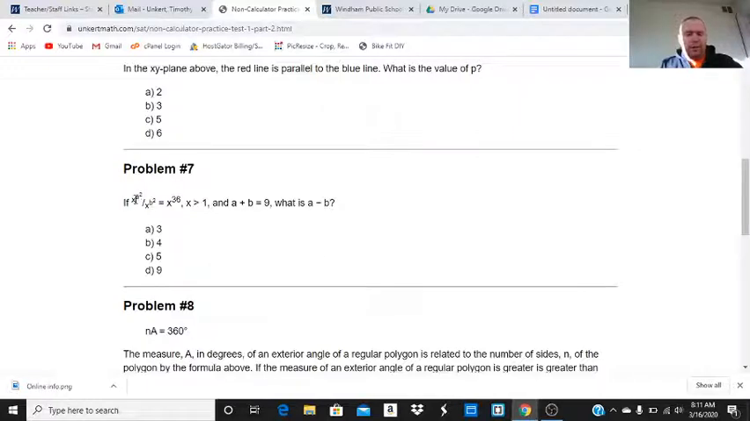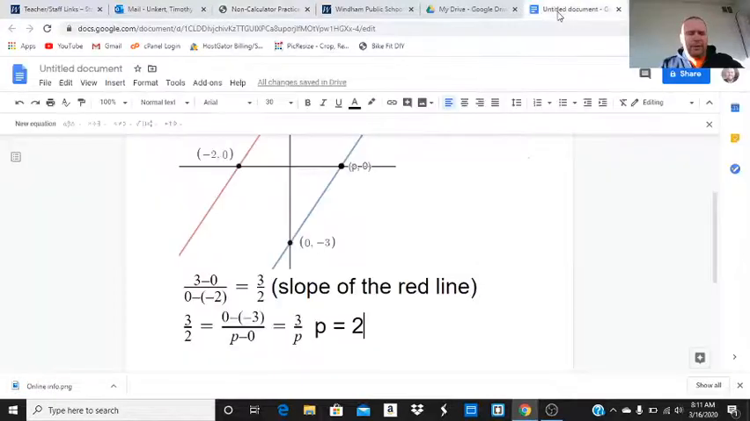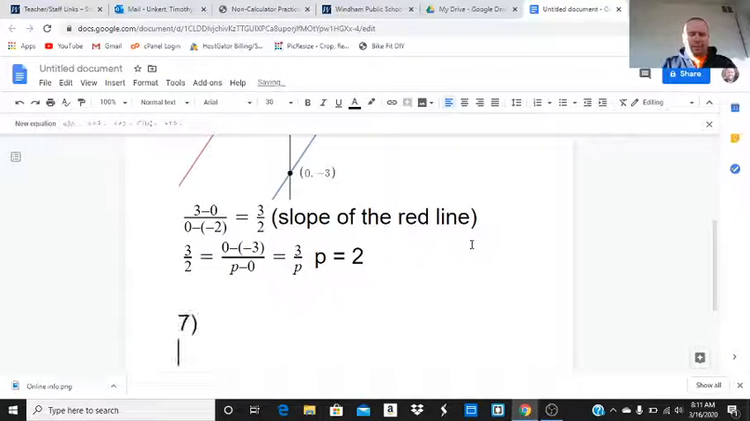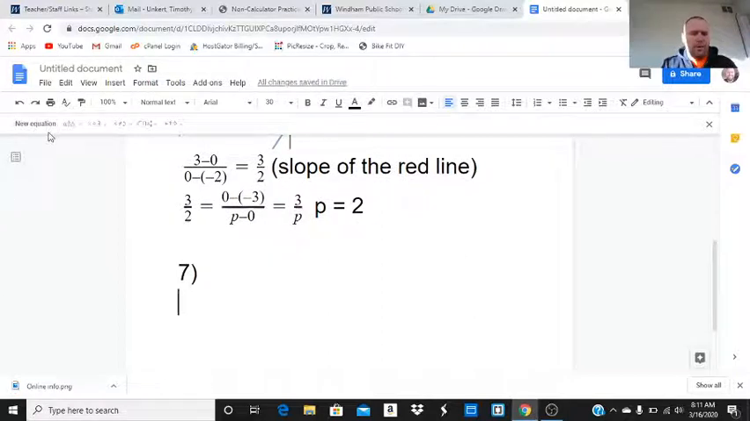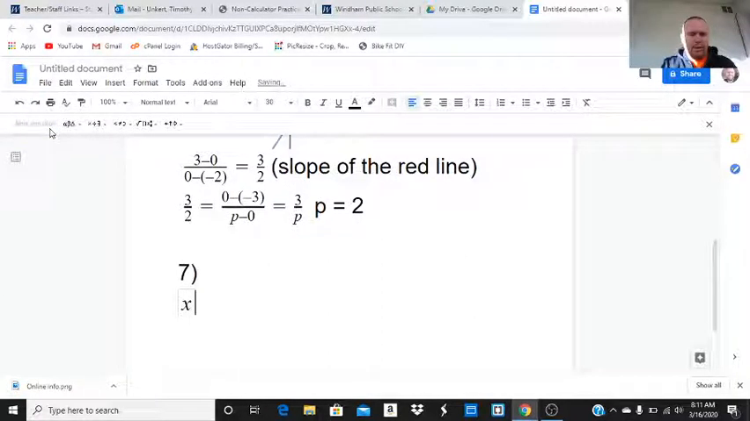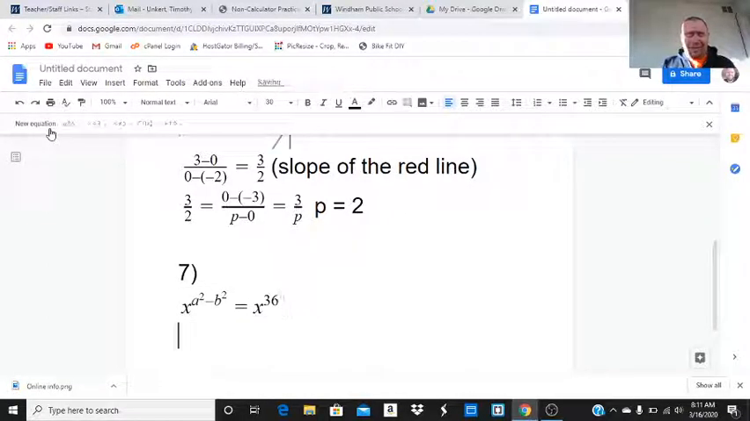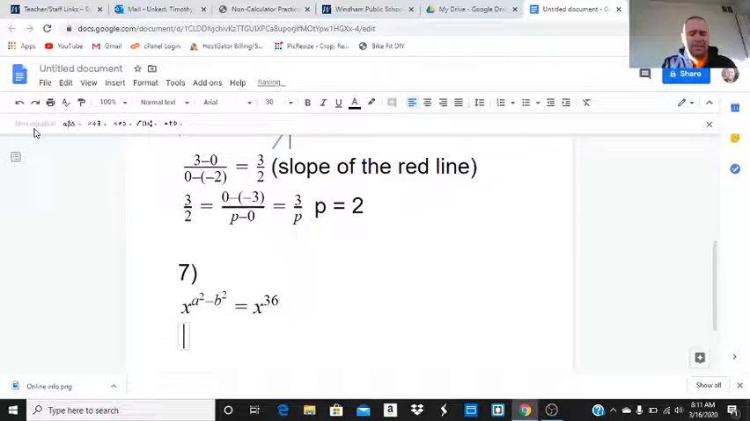When we're dividing exponents with the same base, we can subtract the exponents. So we can rewrite number 7 as x to the a squared minus b squared equals x to the 36th power. From here, if we remove the bases, we get a squared minus b squared equals 36.